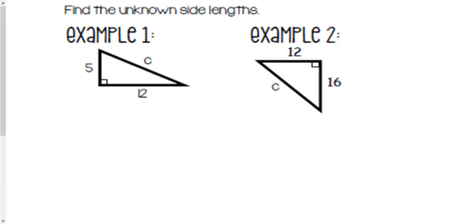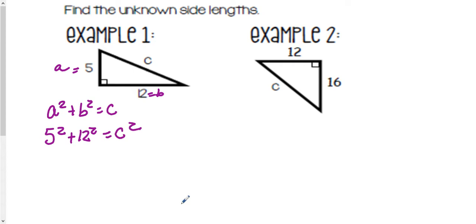So let's start with finding the hypotenuse, or C. We know the legs, we need to find the hypotenuse. So remember, our formula is A squared plus B squared is equal to C squared. And this is a leg, and this is a leg, and so we'll call that A and B. It doesn't matter which one's A or B. So here I'm going to have 5 squared plus 12 squared equals C squared.